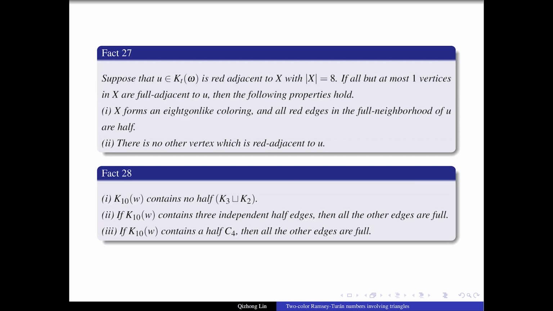In particular, for T equals 10, we have the following property. For example, if K10 omega contains 3 independent half edges, then all the other edges must be half. So many details here. Similarly, the weakly stable property corresponding to the Ramsey-Turán number, or the Ramsey-Turán density rho 3, 7, also holds.